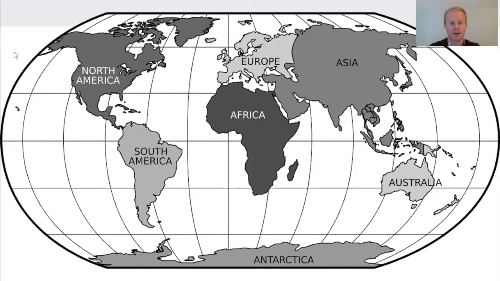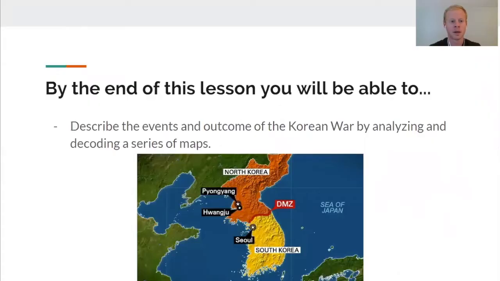Specifically today, we're going to be talking about one very famous latitudinal line that has to do with the Korean War. So by the end of this lesson, you will be able to describe the events and outcome of the Korean War by analyzing and decoding a series of maps.